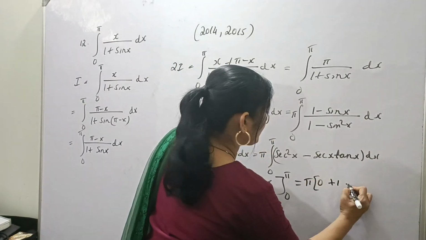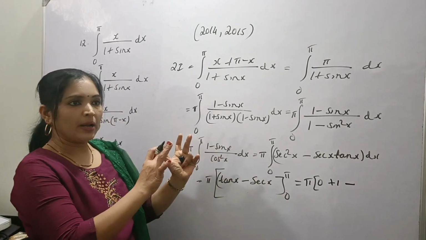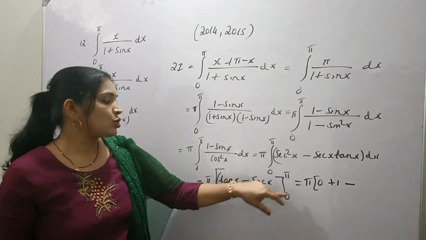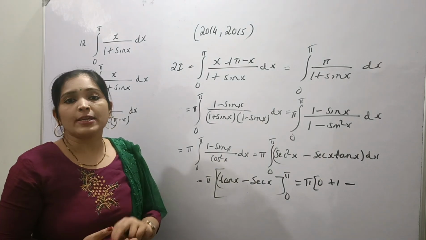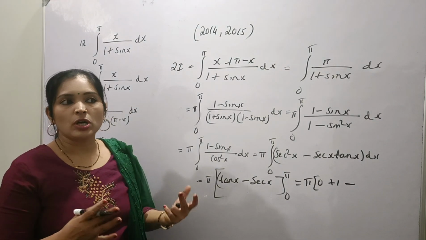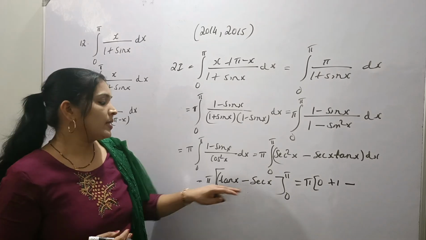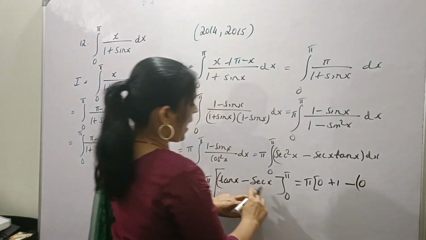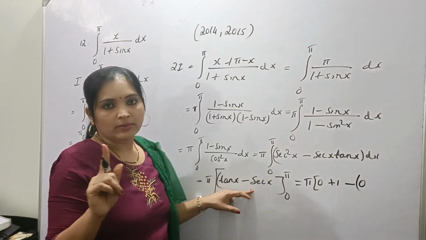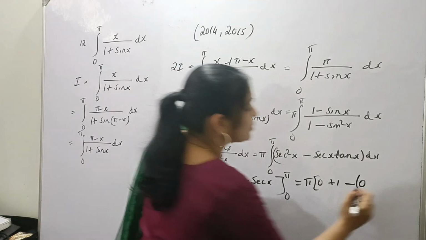Okay. Next, minus of the lower limit: upper limit minus lower limit. So now substitute x equal to 0. What is tan 0? Tan 0 is 0, right? Because sin 0 divided by cos 0, and sin 0 is 0. Therefore, tan 0 is 0 and sec 0 is 1. Cos 0 is 1, so sec 0 is also 1. Okay.